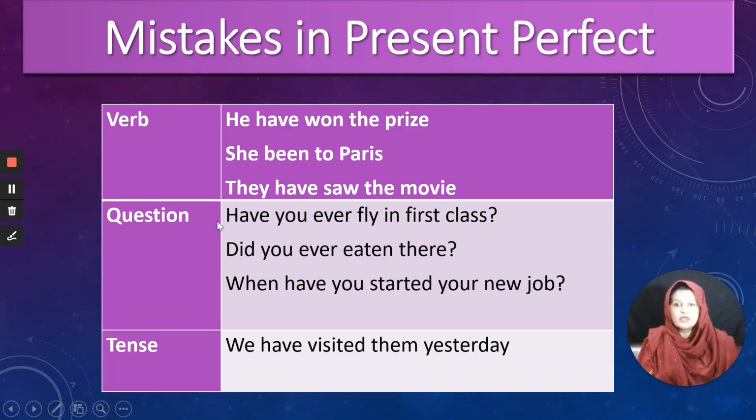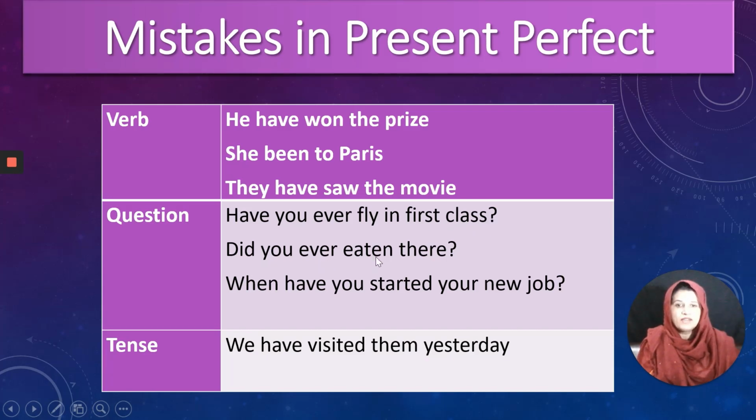Let's make the question statements now. "Have you ever fly in first class?" So what's wrong here? Again, you can see fly is the first form of the verb and we need to give the third form. So what will we say? Have you ever flown in first class?